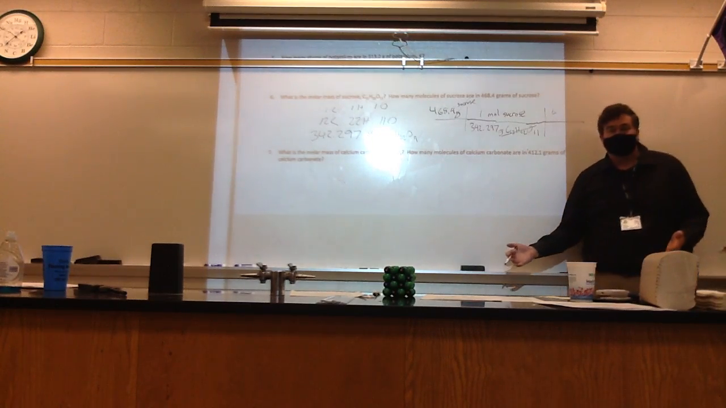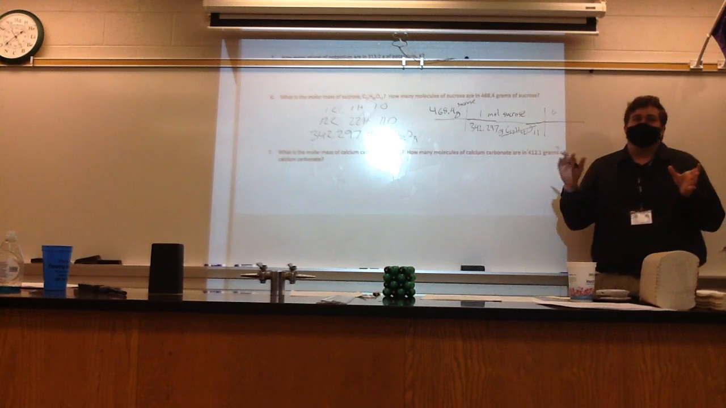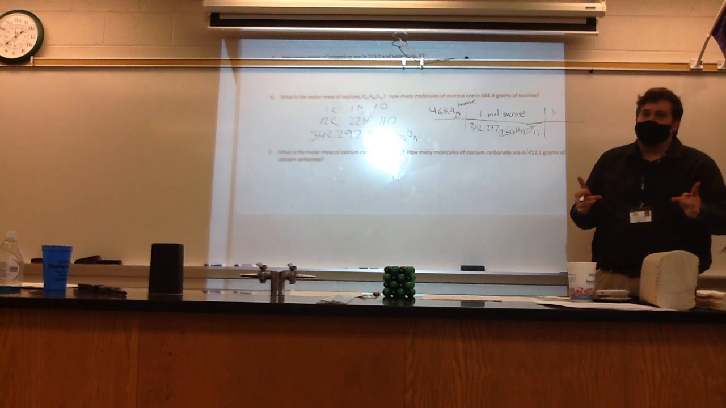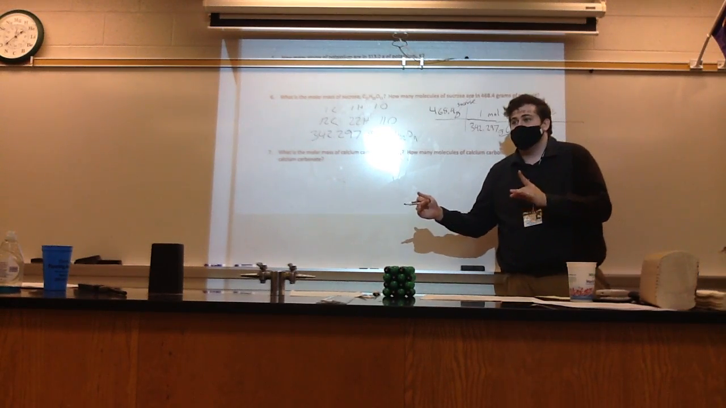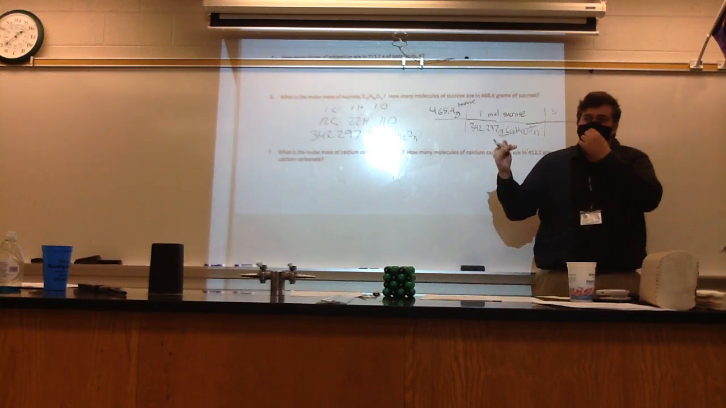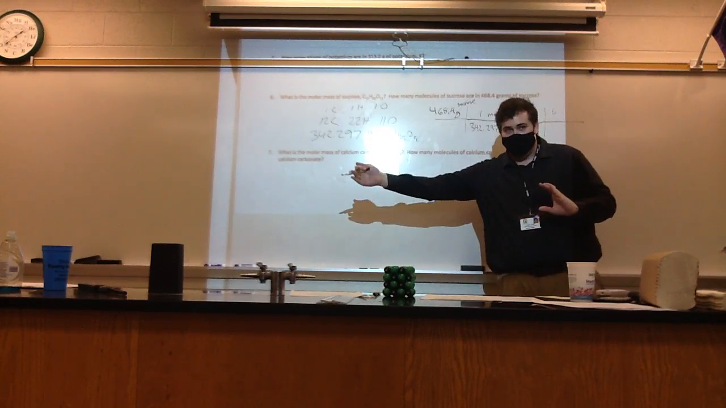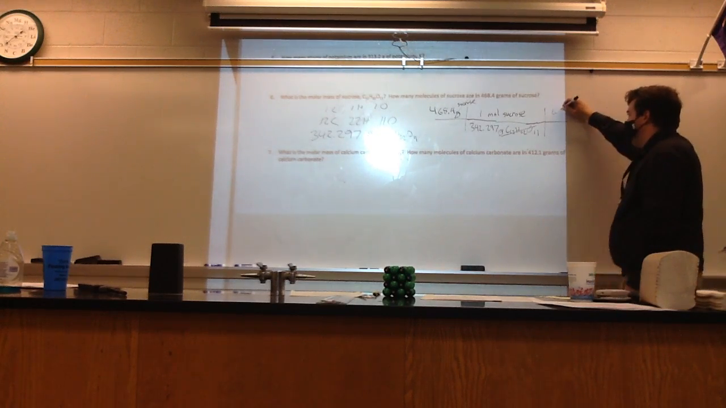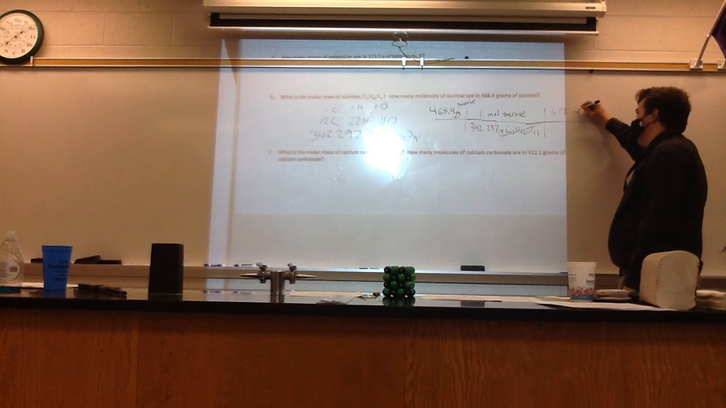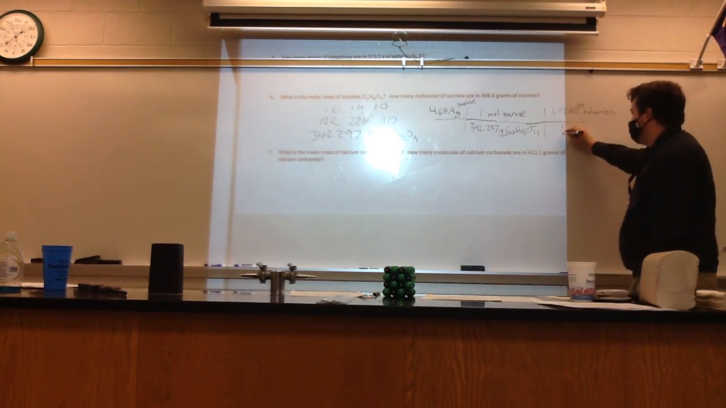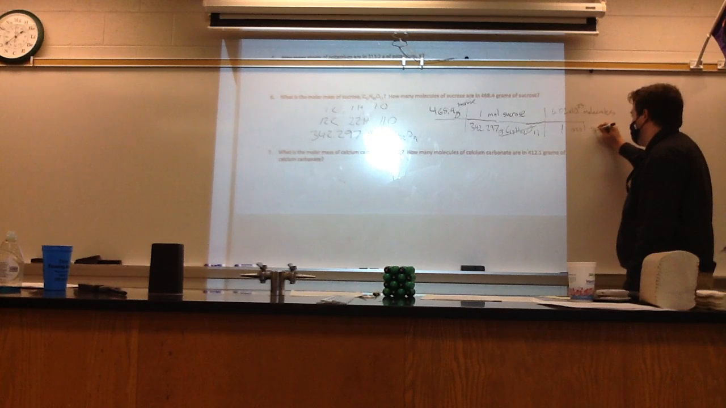Like I said with the dozen example, 1 dozen of donuts is 12 donuts, 1 dozen of marbles is 12 marbles. In the same sense, if we have 1 mole of donuts, we would have 6.02 times 10 to the 23rd donuts, or 1 mole of marbles, 6.02 times 10 to the 23rd marbles. So we're just counting here. We've got 6.02 times 10 to the 23rd molecules over 1 mole of sucrose.